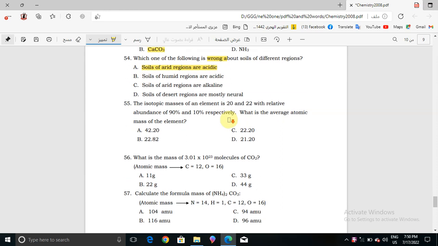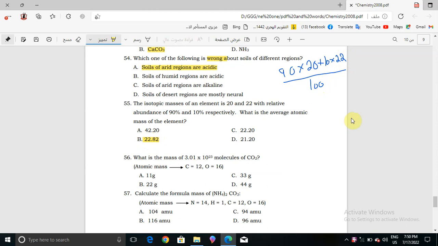Okay, now in question number 55, the isotopic masses of an element are 20 and 22 with relative abundance of 90% and 10% respectively. What is the average atomic mass of the element? Now you will use a formula. It will be 90 times 20 plus 10 times 22, over 100. After multiplying it and dividing it, you will get the answer 20.2.